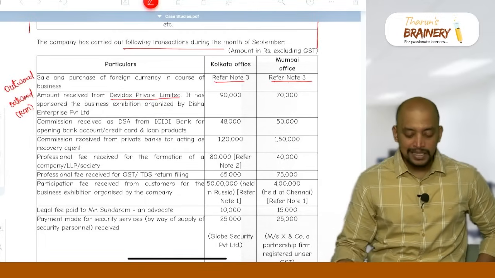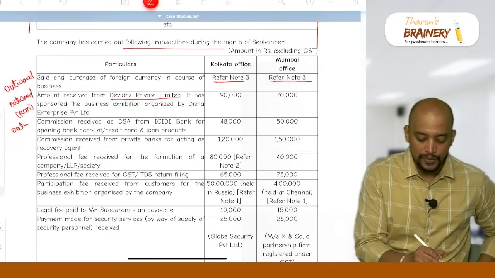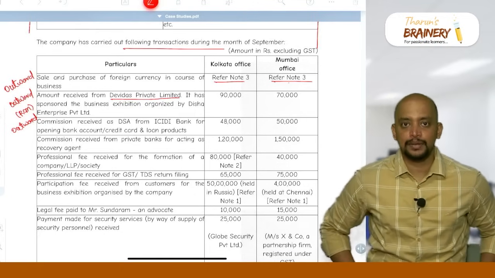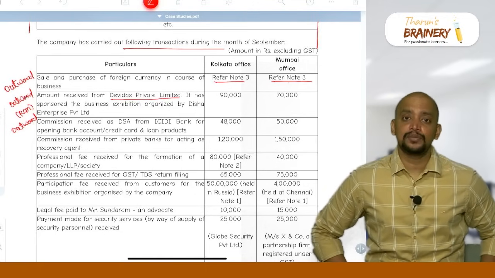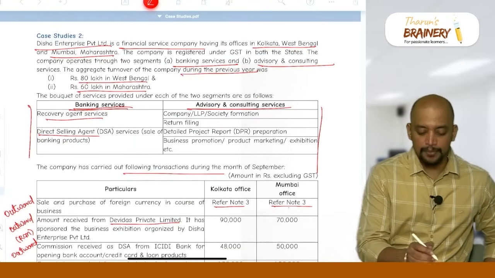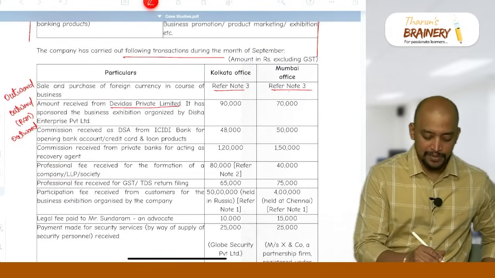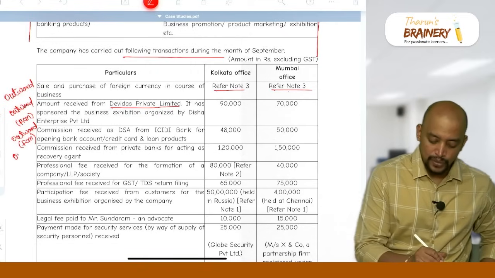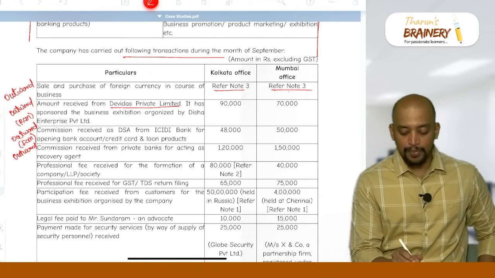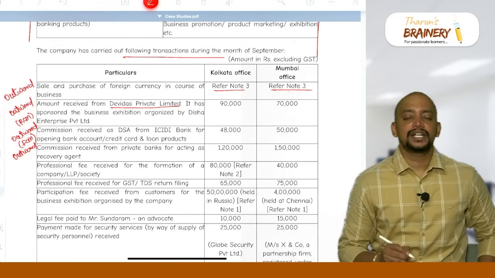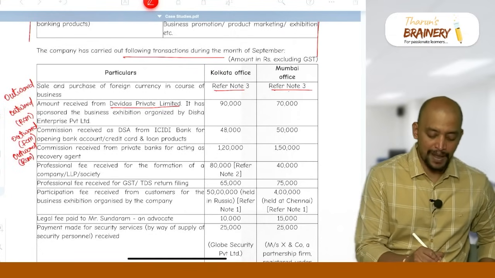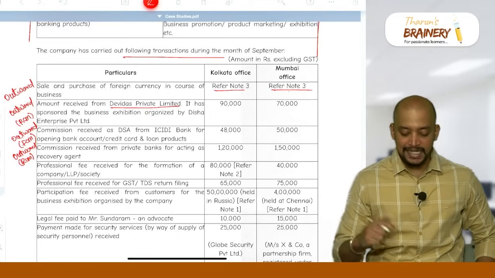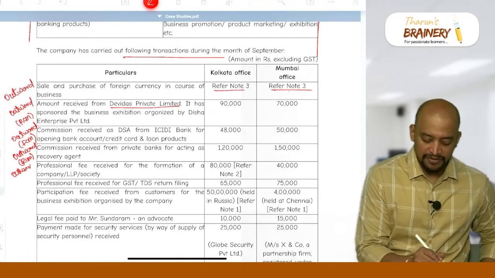but it will be taxable. Then commission received as a direct selling agent. Again, it's an outward supply. For direct selling agent, we don't have any exemption, but we have one RCM point. If the supplier is other than body corporate or firm, but here the supplier is a body corporate company, Disha Enterprises Private Limited, so it will not come under RCM, it will be coming under FCM, direct selling agent services. Commission received from private banks for acting as recovery agent. Recovery agent service is covered under RCM for bank or financial institution, so it will be payable by the bank under RCM.